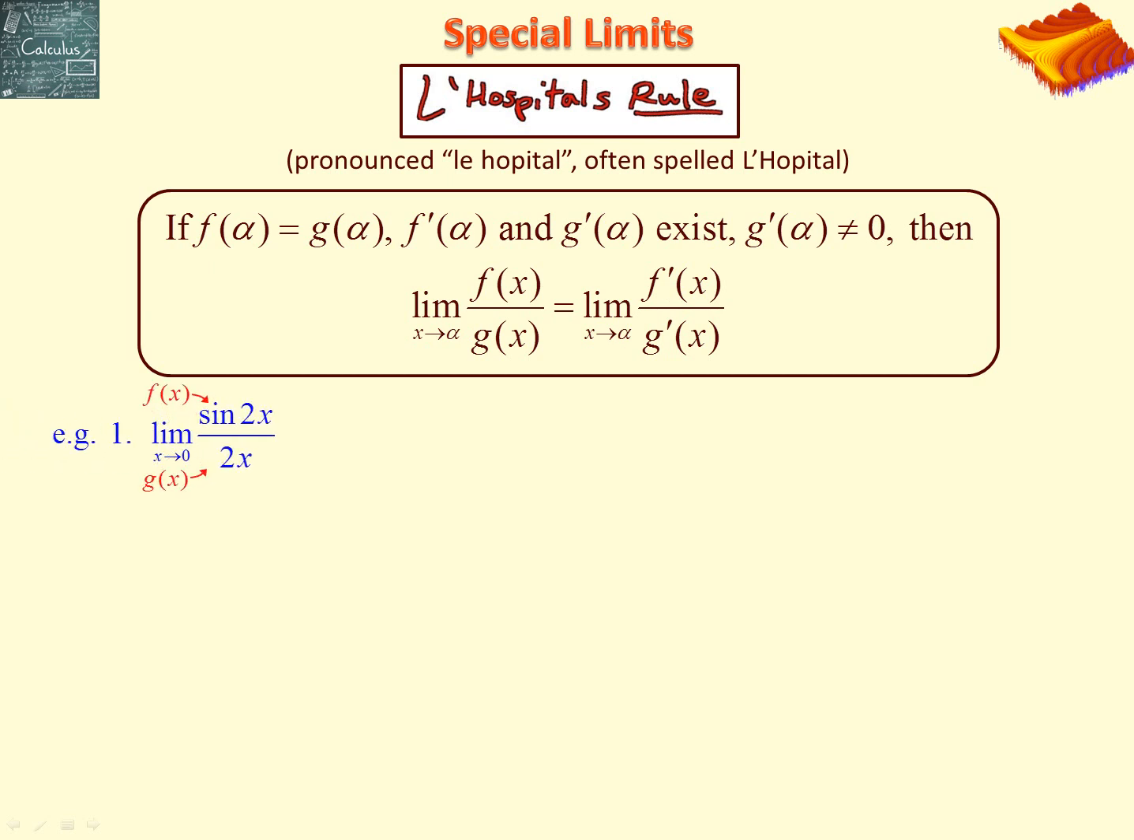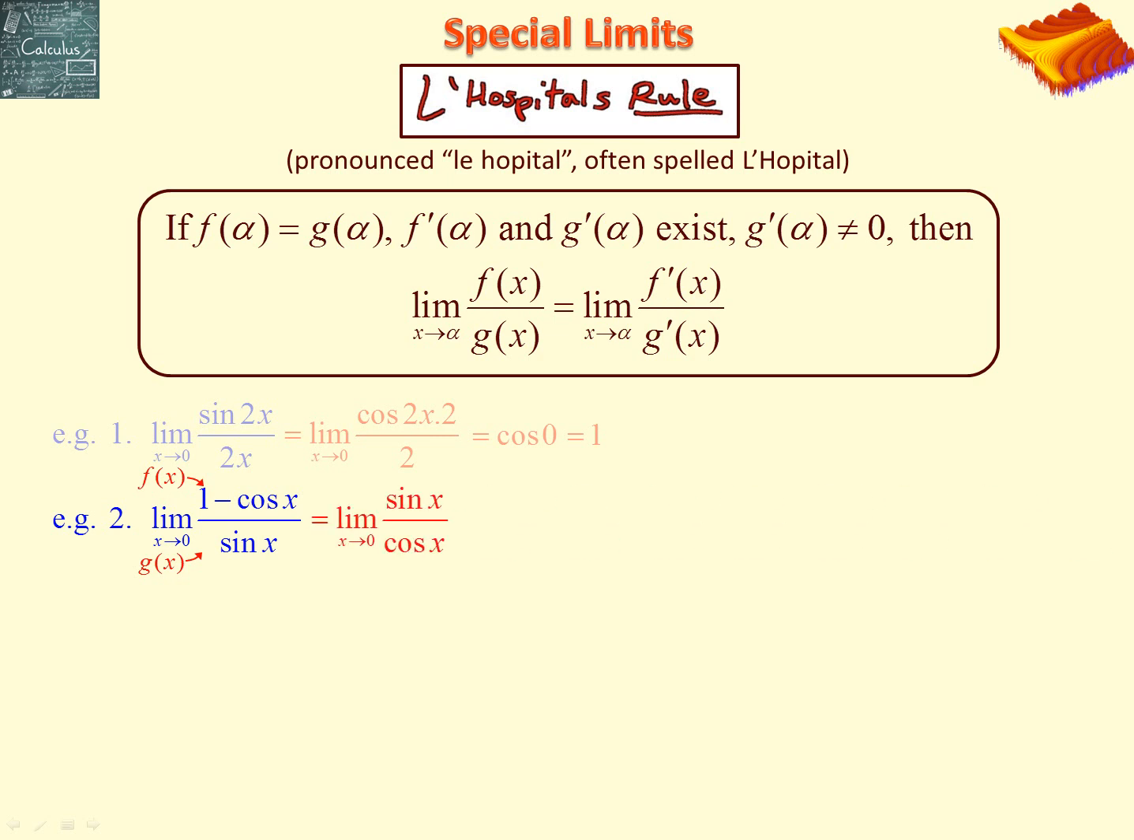Let's take an example. There, we've done that already, but let's do it by using L'Hospital's Rule now. So we have our f of x, g of x. If we differentiate, that's differentiated using chain rule, we end up with cos of 0, which is 1. 1 minus cos x over sin x, there's our f of x and g of x.